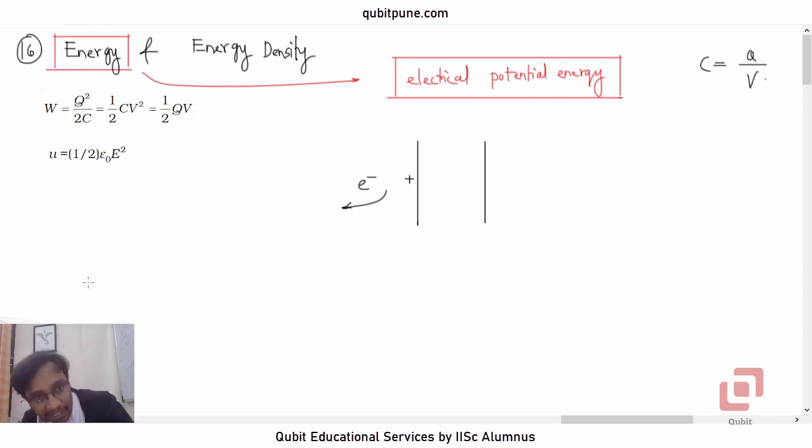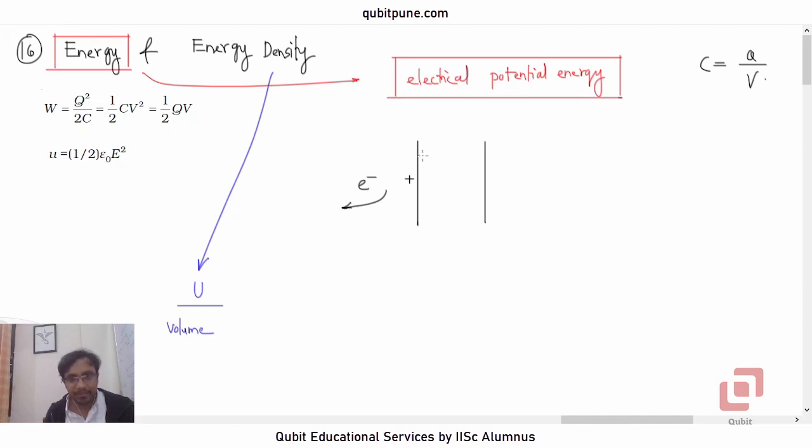Now, I just want to remind you that we can also talk about energy density. What is energy density? Energy density is given by the energy, let me say U, divided by the volume of the space occupied between the plates, this space. If you calculate it for a parallel plate capacitor, in the textbook they say it also works for any other configuration. It is 1 by 2 epsilon naught E squared.